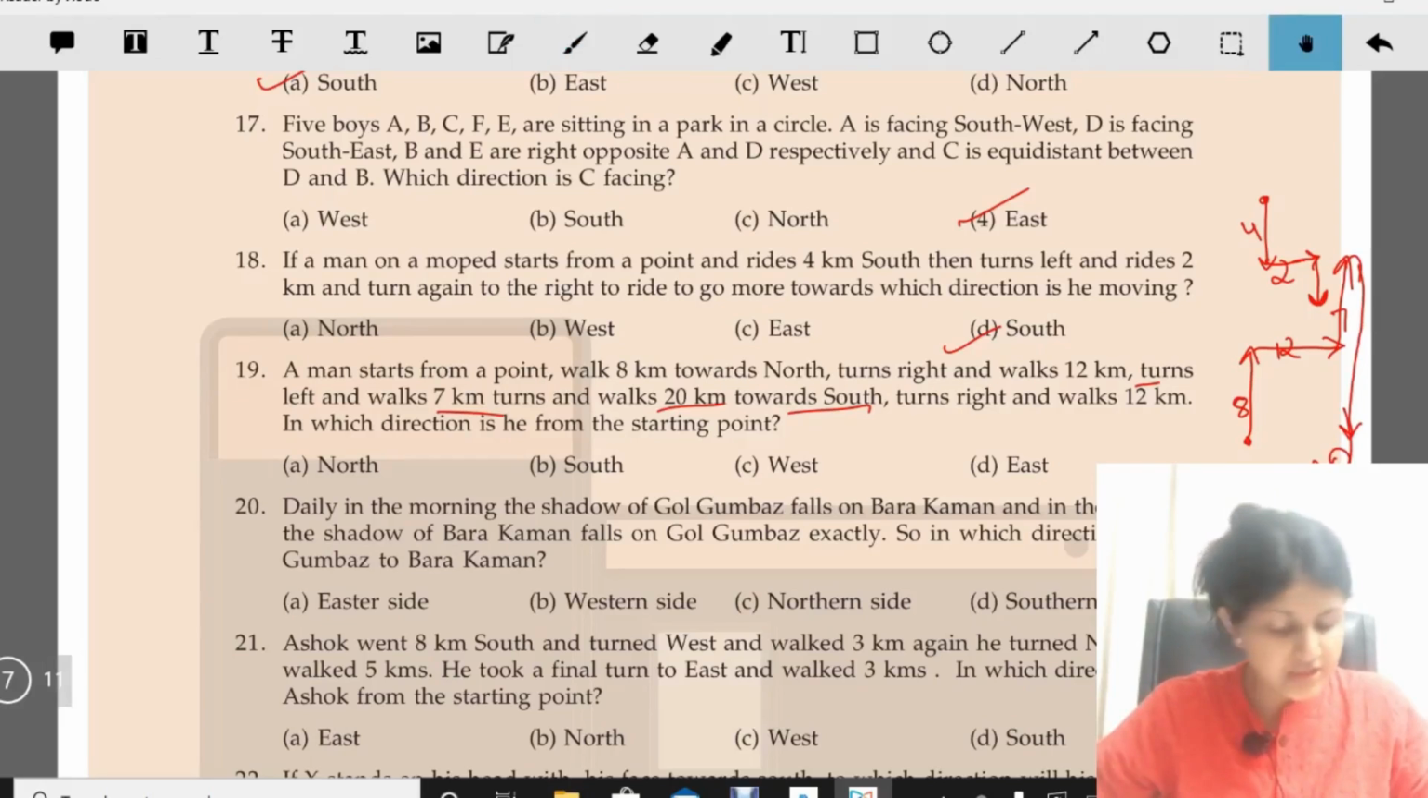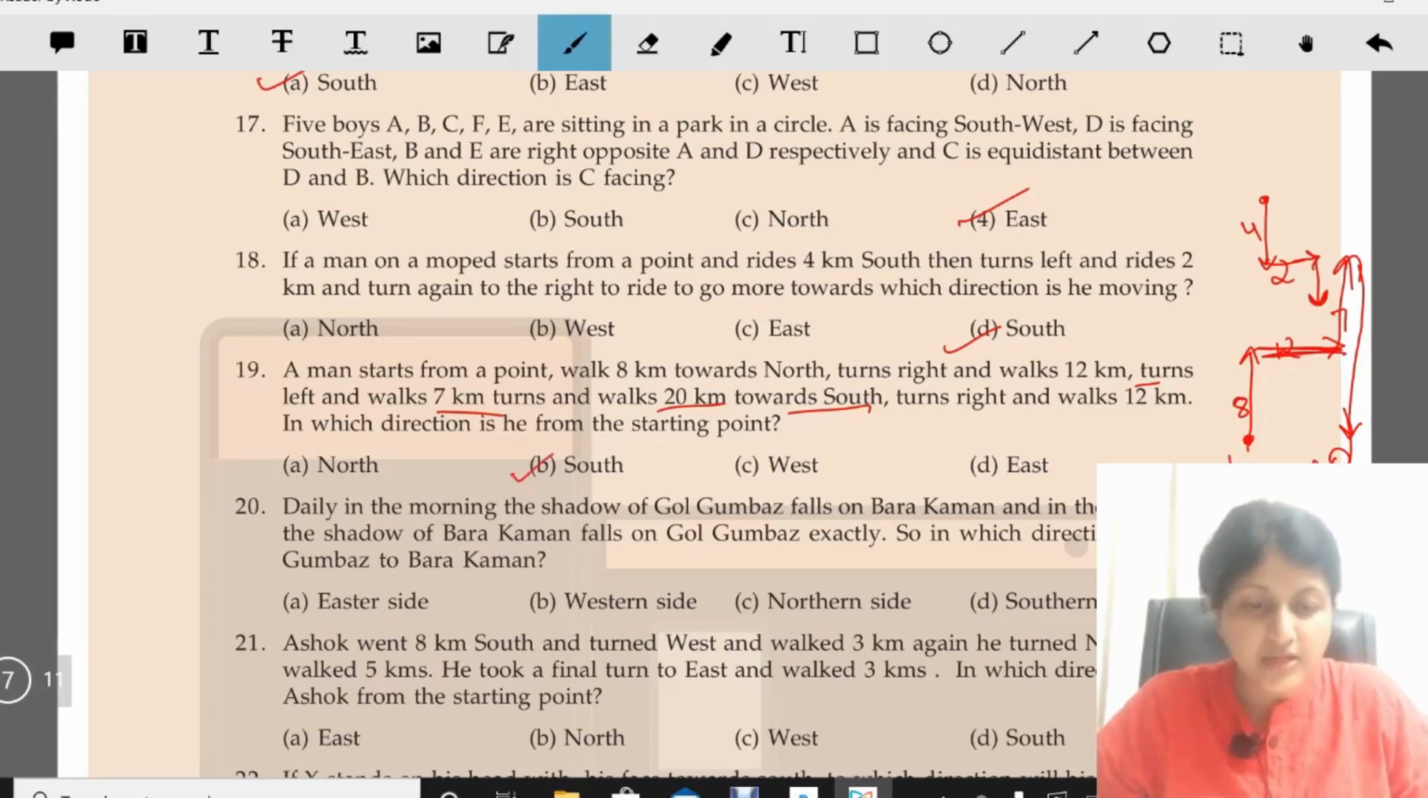In which direction is he from the starting point? See, this is also 12 and this is also 12. Starting point was here and he's standing here. So in which direction is he from the starting point? He is in the south direction from the starting point.